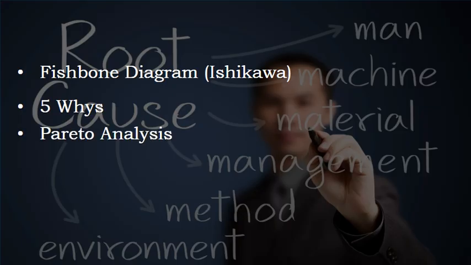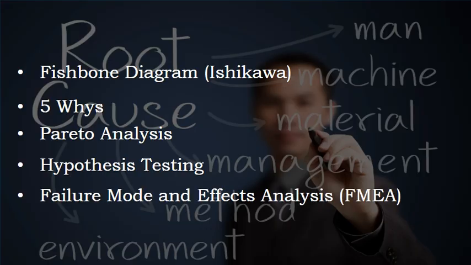Pareto analysis, applying the 80-20 rule to focus on the top 20% of causes responsible for 80% of the problems. Hypothesis testing, using statistical tests to confirm whether a suspected factor truly influences the output. And failure mode and effects analysis, or FMEA. This is used to proactively identify potential failure points in the process.